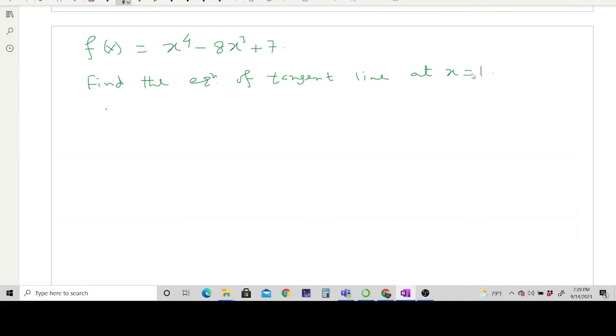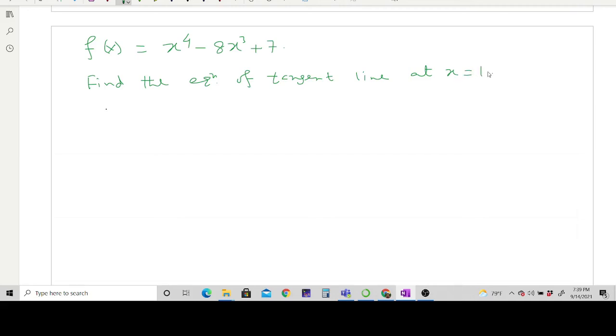So some application for this function, suppose you are given a function f of x equals to x to the 4 minus 8x cube plus 7. So you find the tangent line, find or write the equation of tangent line when x equals to 1, or at x equals to 1.